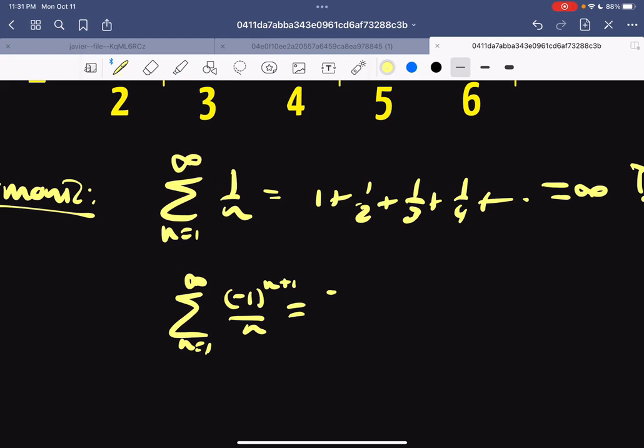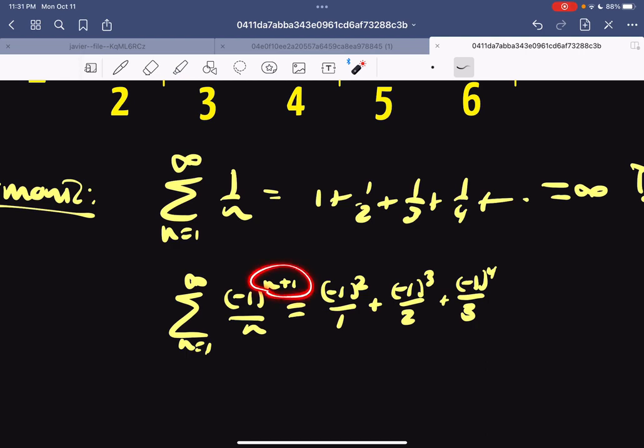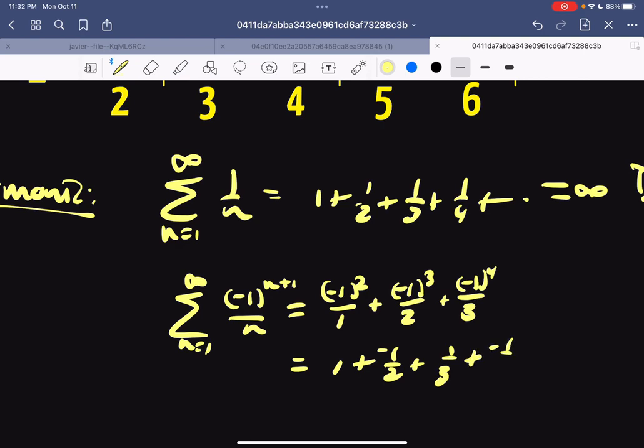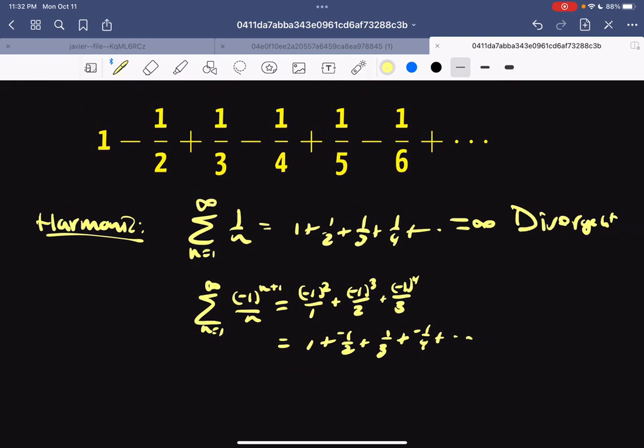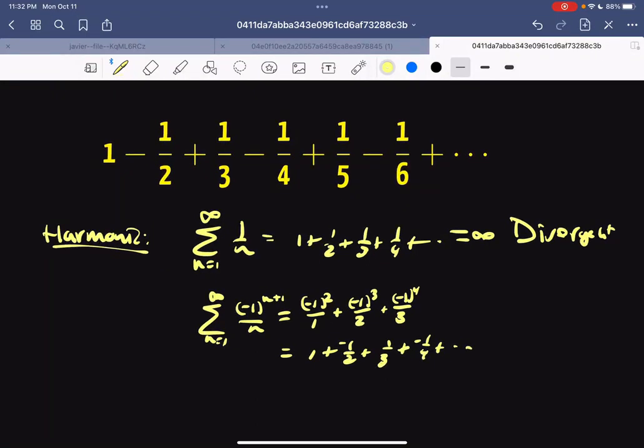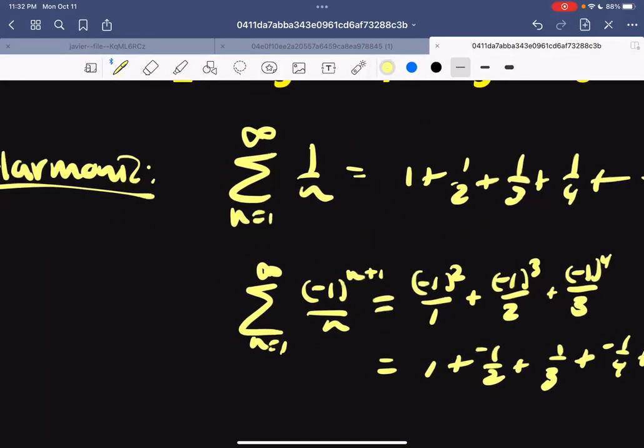So the first one would be negative 1 squared over 1 plus negative 1 to the third over 2 plus the next one would be 3. Then it would be negative 1 to the 4th. So the top one here is 1 ahead of this one. And that would turn out to be the one I've just written. It would be 1 minus a half plus a third minus a fourth and so on and so forth. It's a super interesting question to see if we could add this famous alternating harmonic.